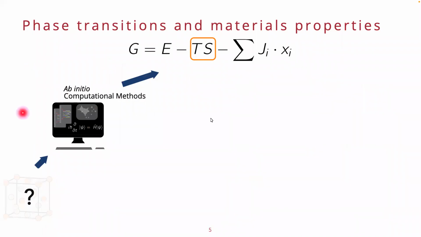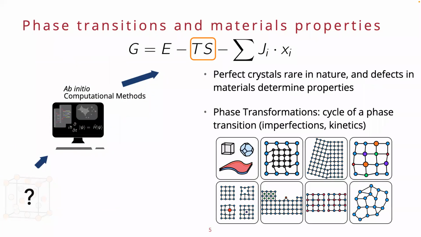But what happens if we actually don't know the atomic structure information, right? In real crystals, it's actually quite rare to find perfect single crystals, right?